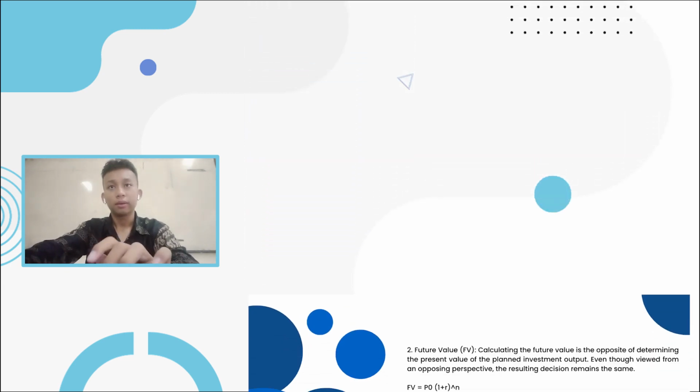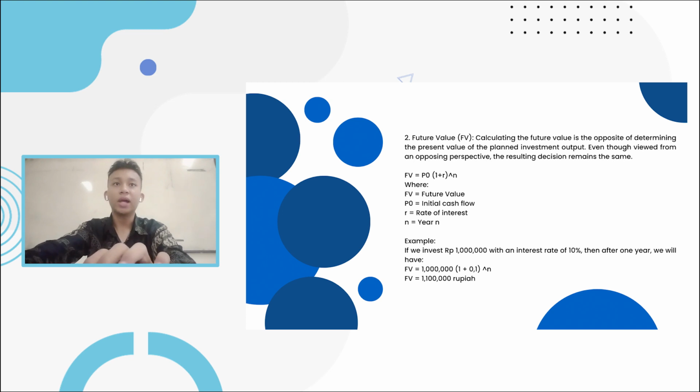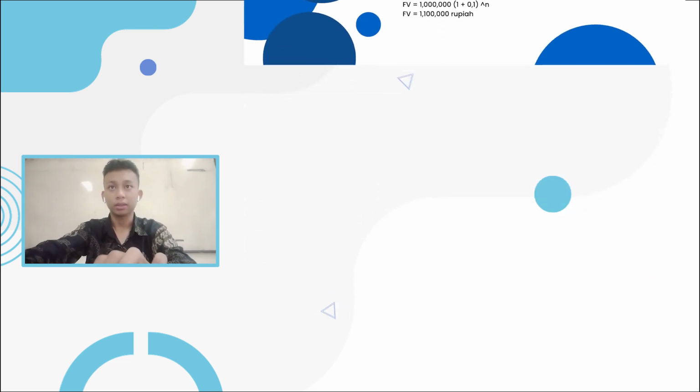Second, future value. Calculating the future value is the opposite of determining the present value of the planned investment output. Even though viewed from an opposite perspective, the resulting decision remains the same. For example, if we invest 1 million Indonesian rupiah with an interest rate of 10%, then after 1 year we will have FV equals 1,000,000 times (1 plus 0.1), FV equals 1,100,000 rupiah. Okay, the next slide.